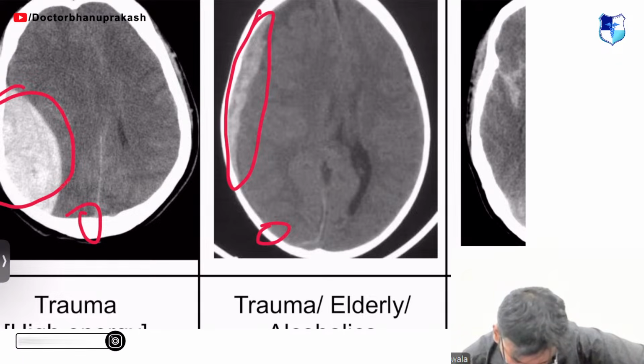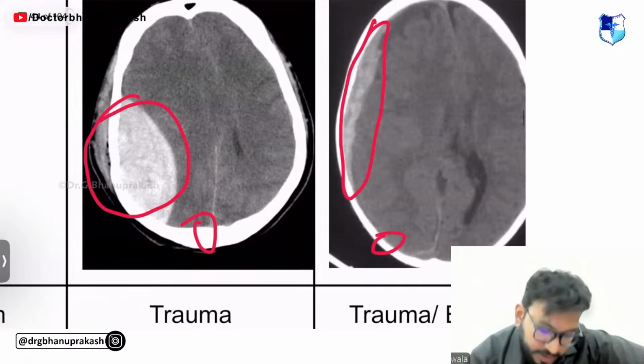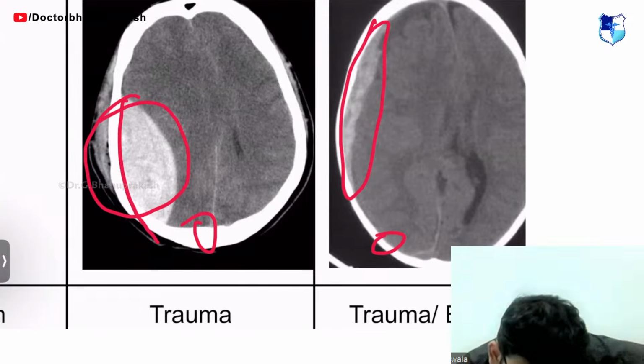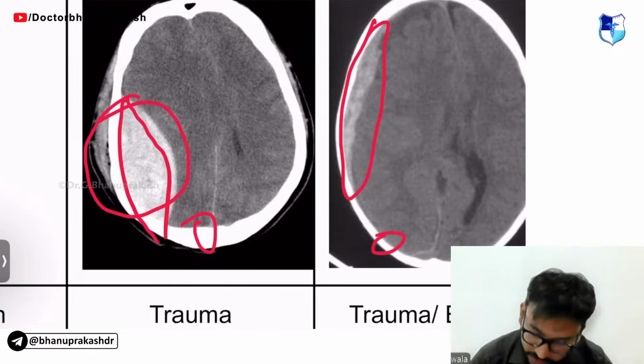How to remember concave versus convex in this image? Look at this. What is the shape here? Okay, I'll erase it so you can see better.